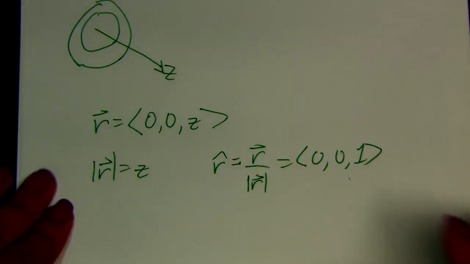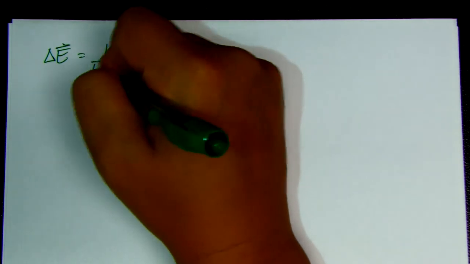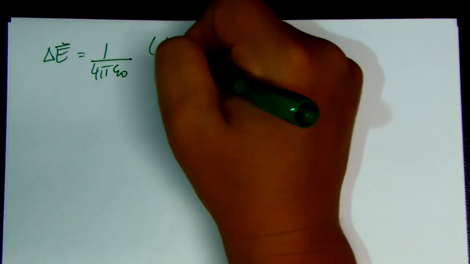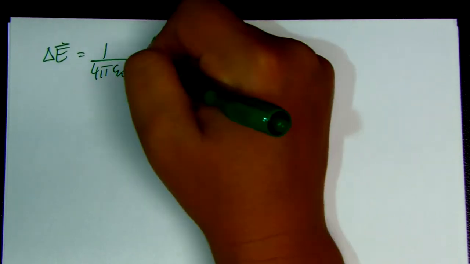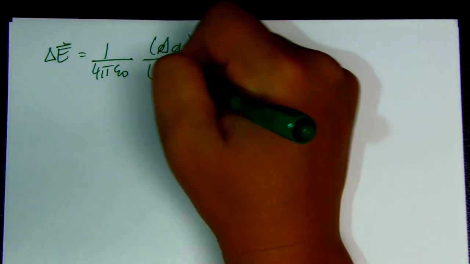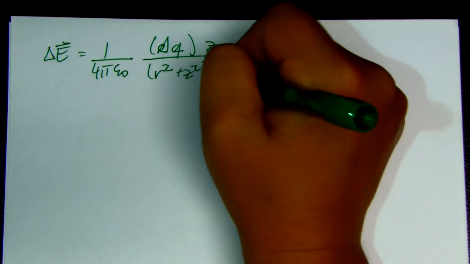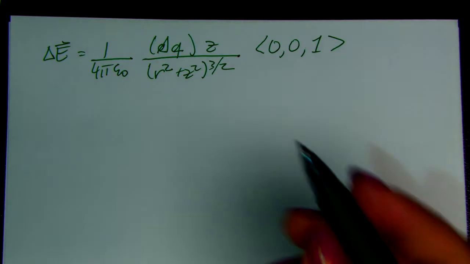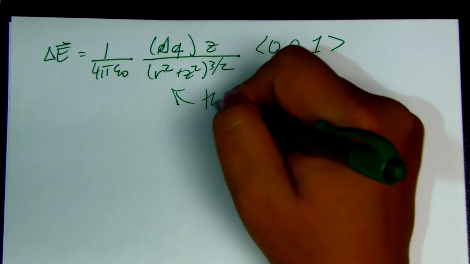Okay, so now we need to set up our delta E equation. And for this, we're just going to use the contribution of one ring. We know how to calculate a ring. Beauty of deriving different shapes, then we can use them. So it's 1 over 4 pi epsilon naught delta Q times Z over (R squared plus Z squared) to the 3/2 times 0, 0, and 1. That R hat we calculated. So this is the expression for a ring.